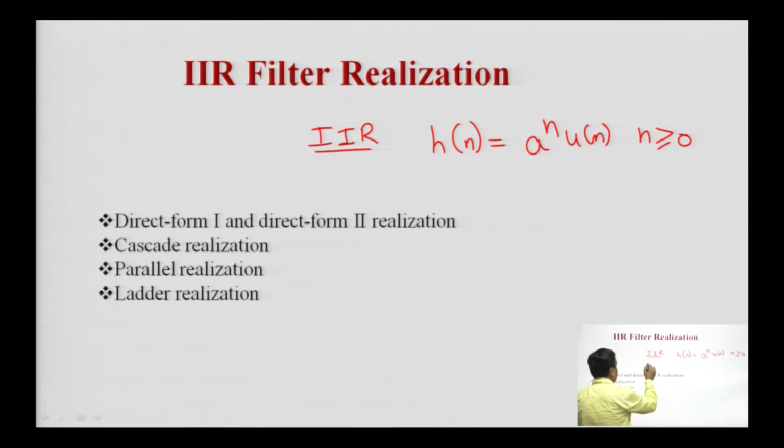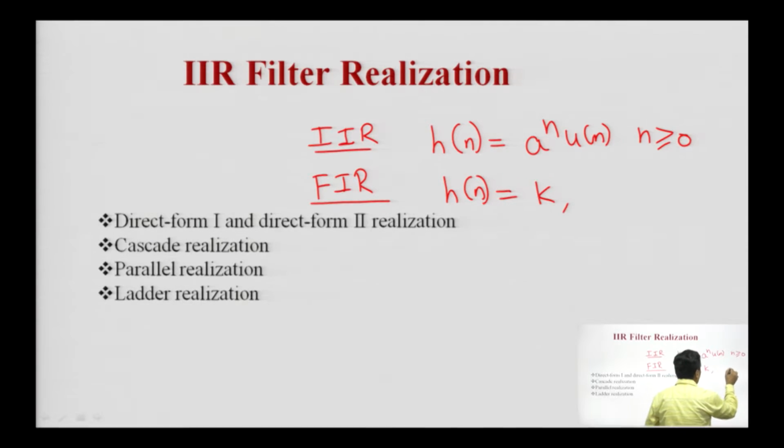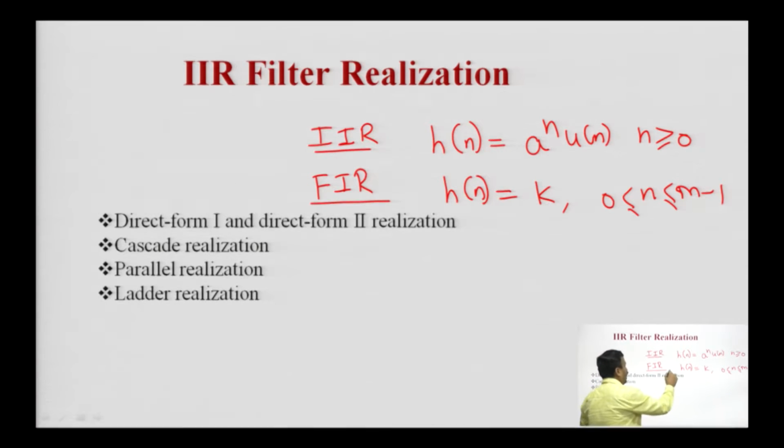Similarly, FIR digital filter, that is finite duration impulse response digital filter. In this case, h of n exists for a finite value, like its value is equal to k, whenever the length of the filter is between 0 to M minus 1. So, this will be the FIR filter. In this way you can categorize digital filters into two types, IIR and FIR.